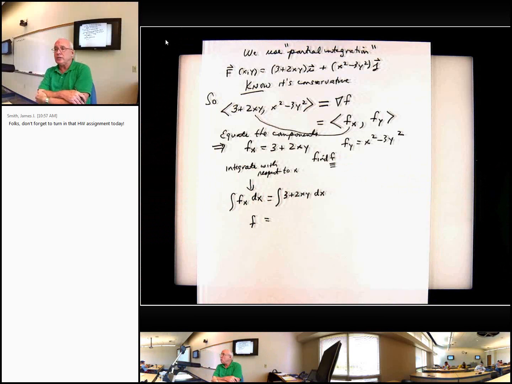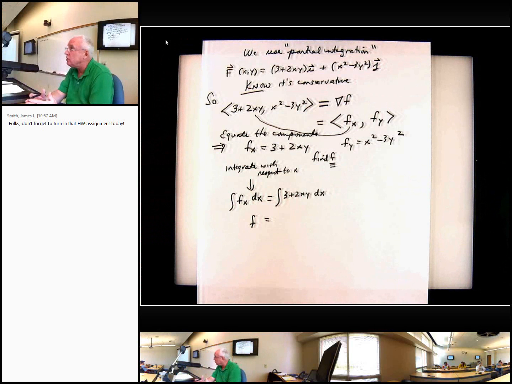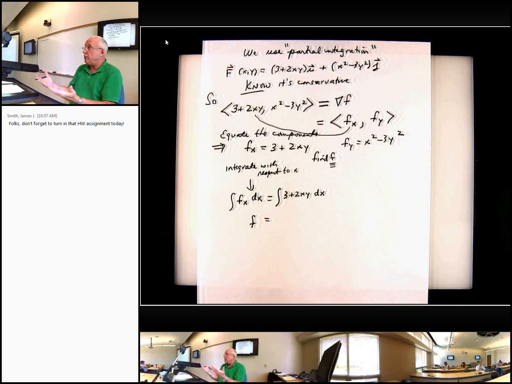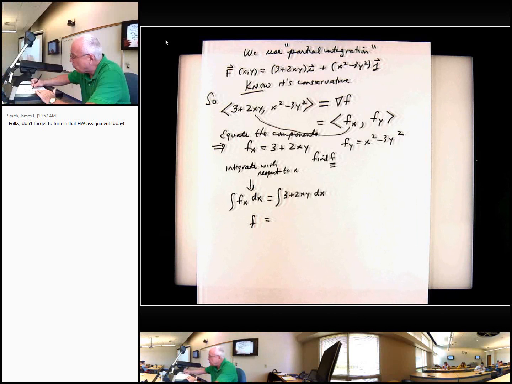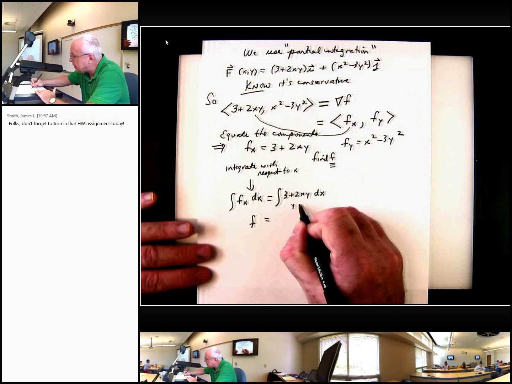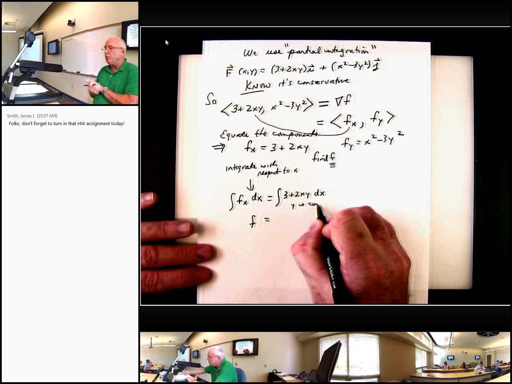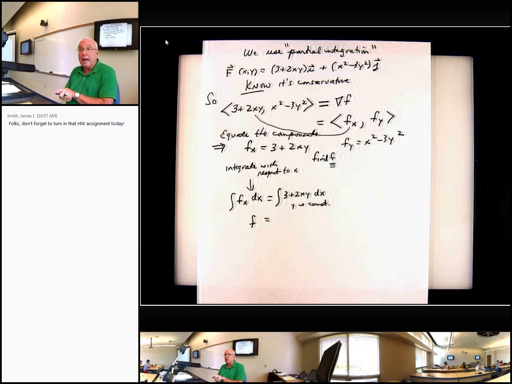Now, we've done this kind of thing before when we were doing areas, when we were computing double integrals, right? We would have maybe 2 variables, or maybe even 3 variables, and we would only be integrating with respect to one of them. So that means we treat the other variables as if they were constants. Okay, this shouldn't be a brand new thing for you guys. So therefore, in this case, y is treated like a constant because we're integrating with respect to x.